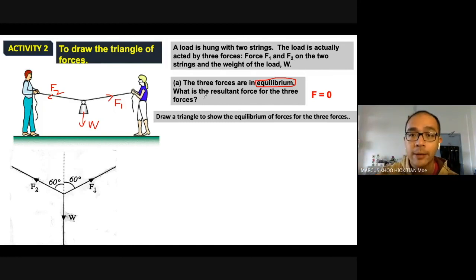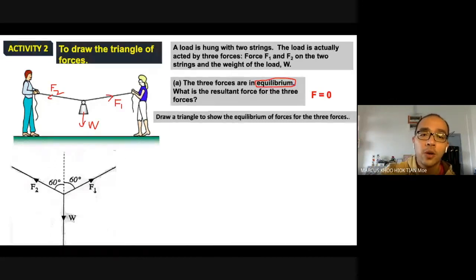Now, this is where I want you to put on your thinking cap. If this angle and this angle is 60 degrees, 60 degrees, I want you to flip over to your whiteboard and draw this triangle to show the equilibrium of forces for the three forces. Take a look at this diagram and then flip over to your whiteboard to draw the triangle, and I will check your whiteboard and see.